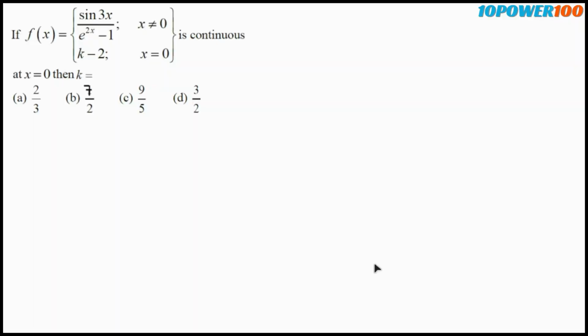If f of x is equal to sine 3x by e power 2x minus 1 when x is not equal to 0, and k minus 2 when x is equal to 0, and f is continuous at x equal to 0, then k is equal to. So we have to find the k value, and the condition I have already given, that is f of x is continuous at x is equal to 0. Okay, so now let's take these conditions.